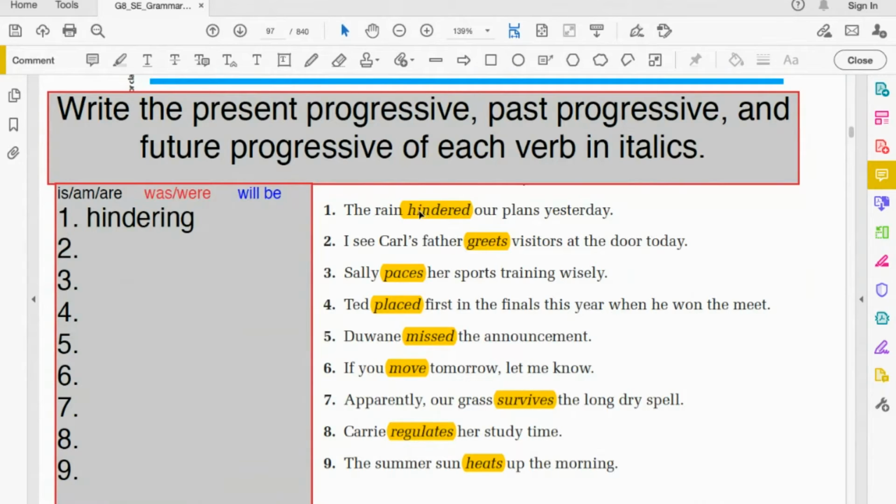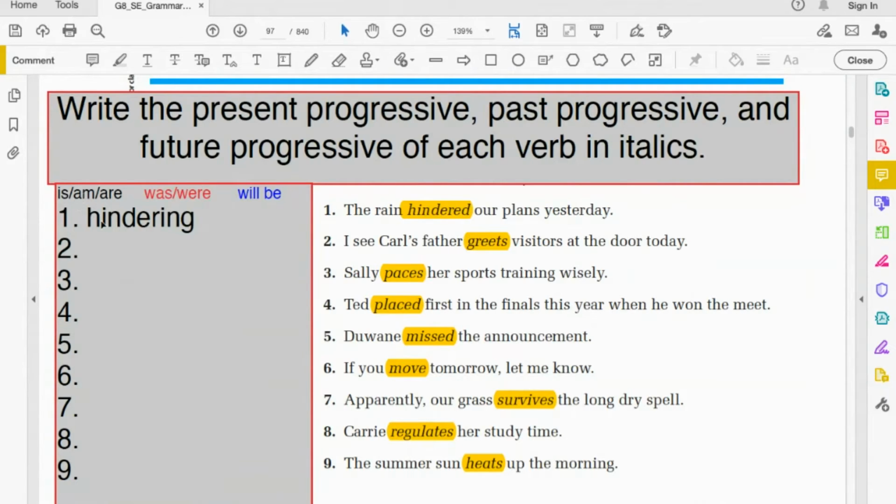So the rain hindered our plans yesterday. What's the verb? Hindered. What is the base? It's hinder. How do I form the progressive verb? I add ing. Hindering.